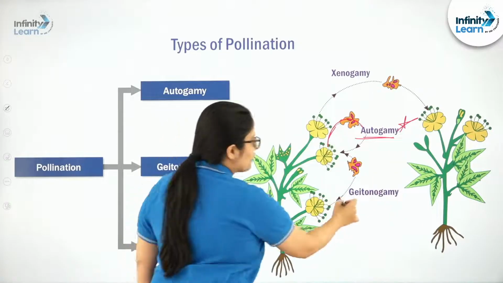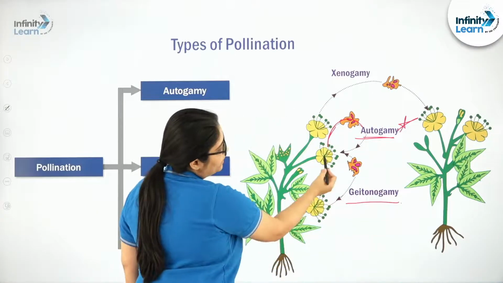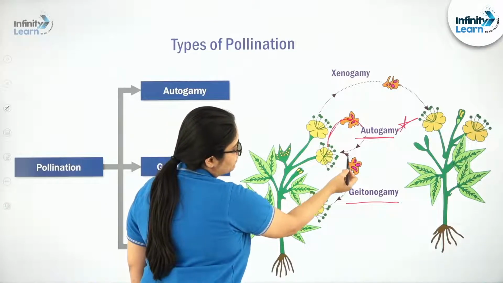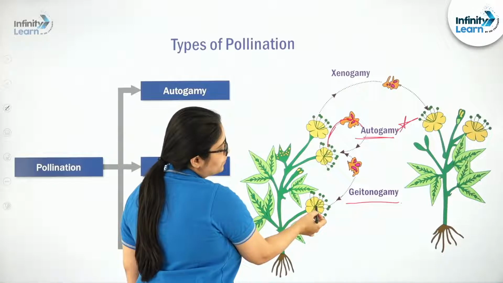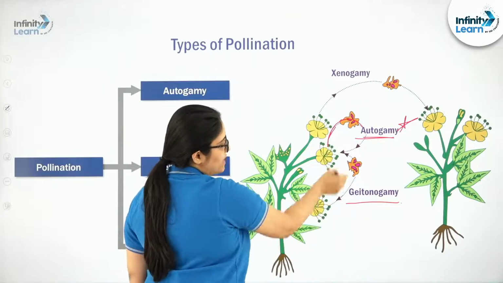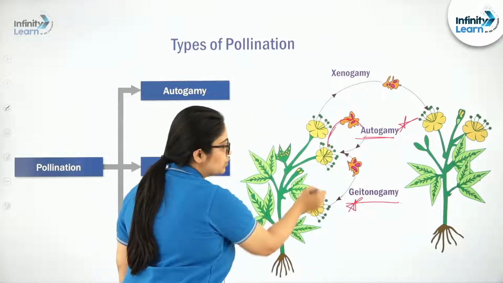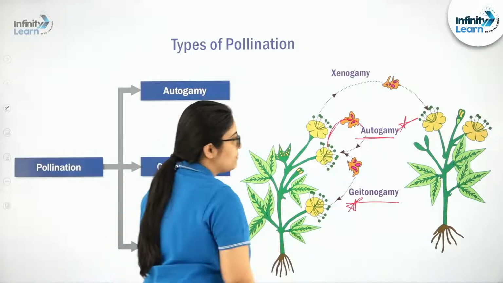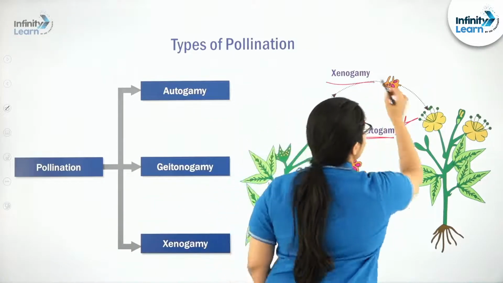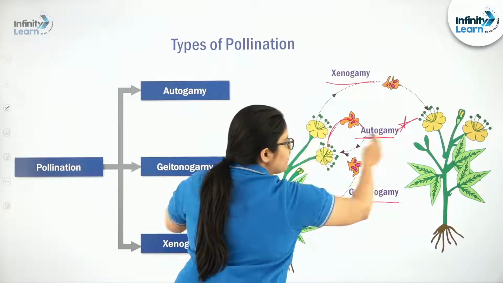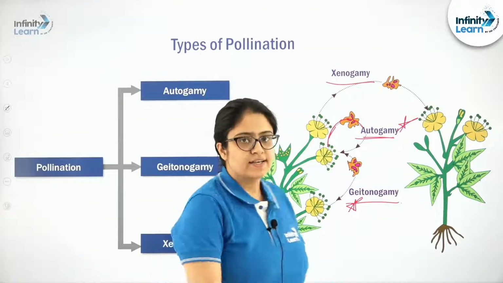What is geitonogamy? When pollen grain from this flower gets transferred to the stigma of this flower or vice versa. What does this represent? Geitonogamy, because it is between two different flowers present on the same plant. And what is xenogamy? In xenogamy, there should be two different flowers present on two different plants, right?